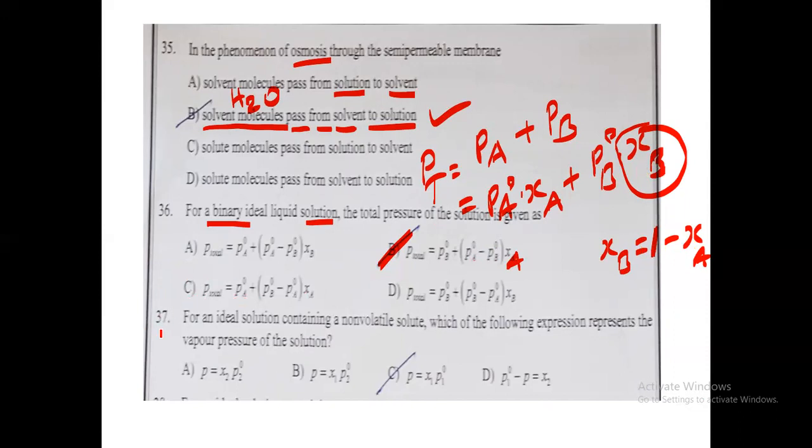Next, 37th one. For an ideal solution containing a non-volatile solute, which of the following expressions represents the vapor pressure of the solution? They ask the vapor pressure of the solution. In this solution, a non-volatile solute is there, which means the solute cannot evaporate. Only the solvent is volatile. In this case, the total pressure of the solution is equal to PA value only.